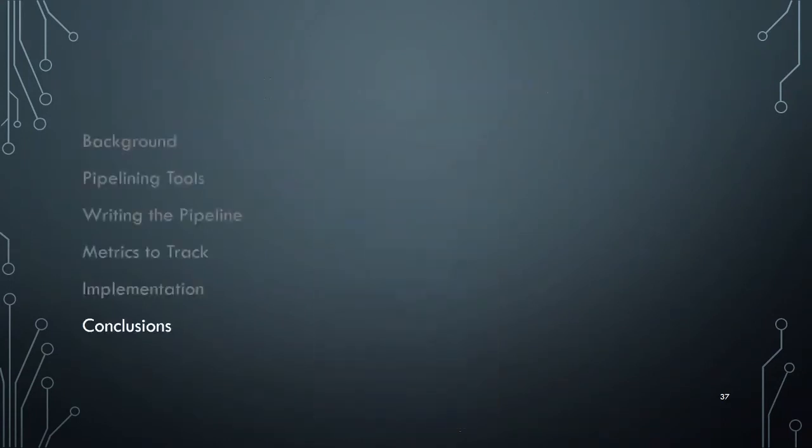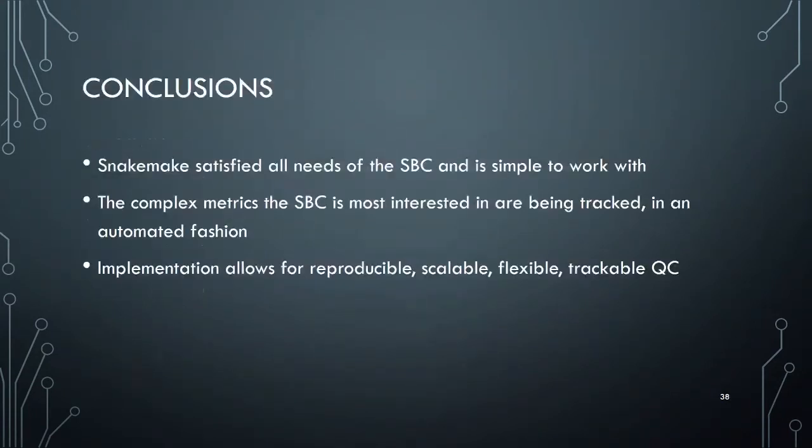And finally, some conclusions. Apologies for this being quite a short talk. But Snakemake satisfied all the needs of the SBC and is simple to work with. The complex metrics the SBC is most interested in are being tracked in an automated fashion. And also the implementation allows for reproducible, scalable, and flexible and trackable QC. So we're now using the outputs of all our runs that we're processing to monitor quality on a run-by-run basis, but across time as well. So we're able to detect outliers quite easily using this kind of tracking and pipelining.